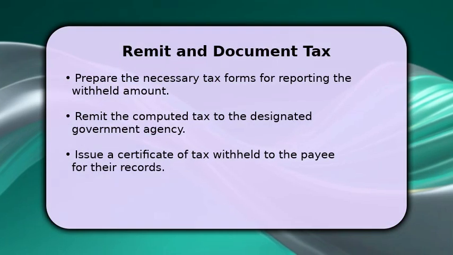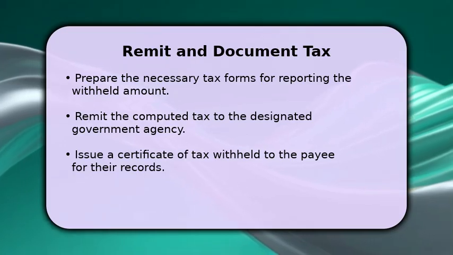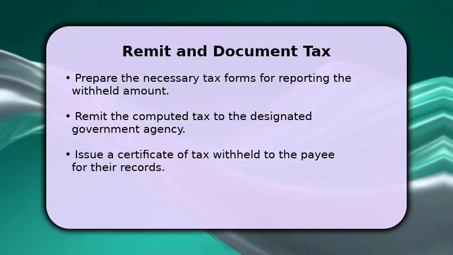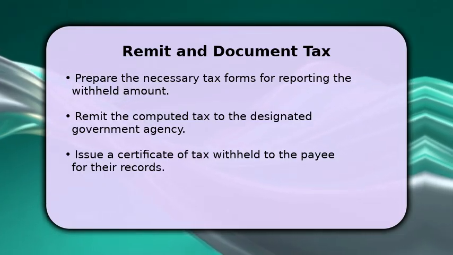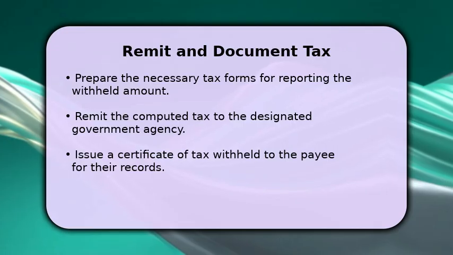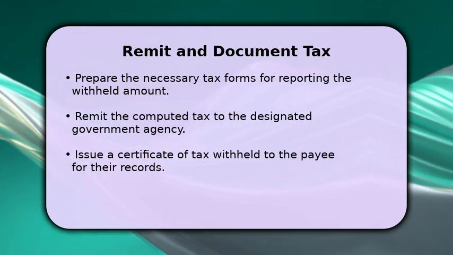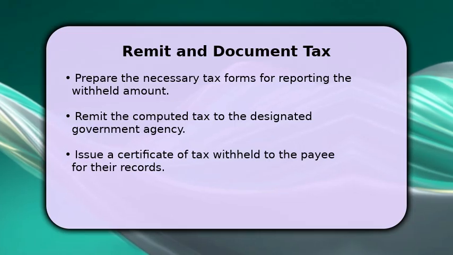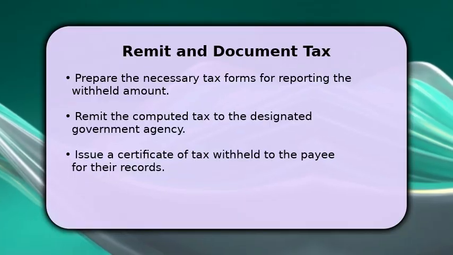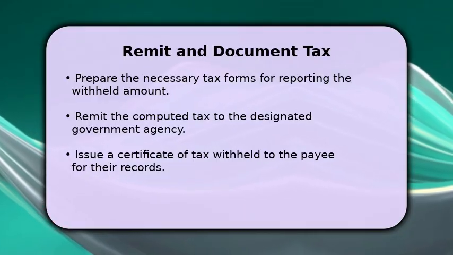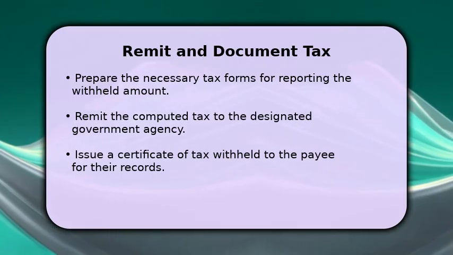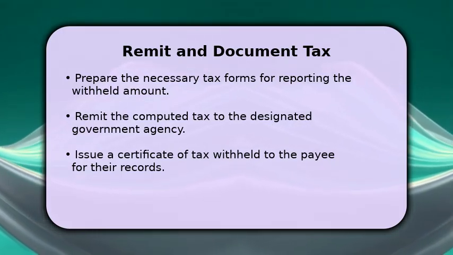The final stage involves remitting the withheld tax and ensuring proper documentation. After computing the tax, you must prepare the required tax forms, such as a monthly remittance form. Then, remit the calculated tax amount to the appropriate government agency by the specified deadline. Finally, issue a certificate of tax withheld to the payee. This document serves as proof of the tax deducted and can be credited against their annual income tax liability. Timely compliance is key to avoiding penalties.